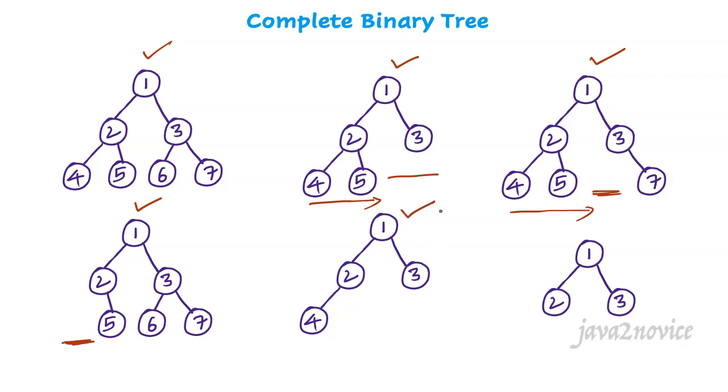Here is another example tree. Even though the last level is partially filled, the nodes are properly arranged from left to right. So it is a complete binary tree. Here is another example. This is also a complete binary tree as per the definition.